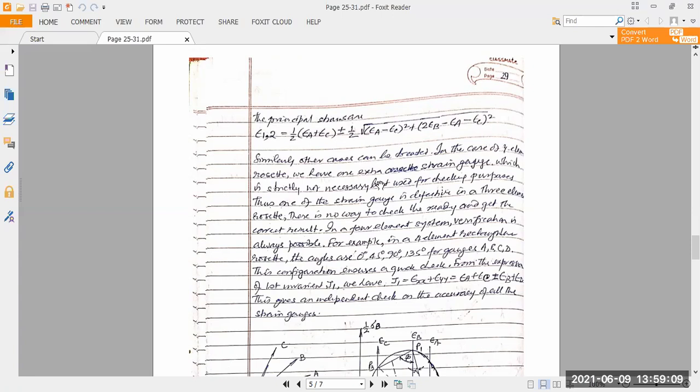From the first invariant, you see J1 is as per our equation of invariant. J1 is epsilon xx plus epsilon yy. Such epsilon xx plus epsilon yy is equal to epsilon A plus epsilon C, and also epsilon B plus epsilon D, just as we have seen in the earlier part of this equation. This gives an informative check: if the value of the right hand side matches the value of the left hand side, then your gauges are okay. If not, then we have some problem with one of them. So you have to check them or replace them.